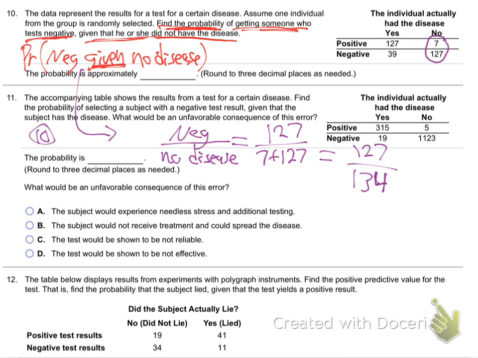0.948. Yep, so it goes up here. Three places? Yeah, 3. 0.948, which is good. We're hoping for 90 something, right? If you don't have the disease, you should test negative. Of course, that means if it's about 95%, then about 5% test positive even though they don't have the disease.